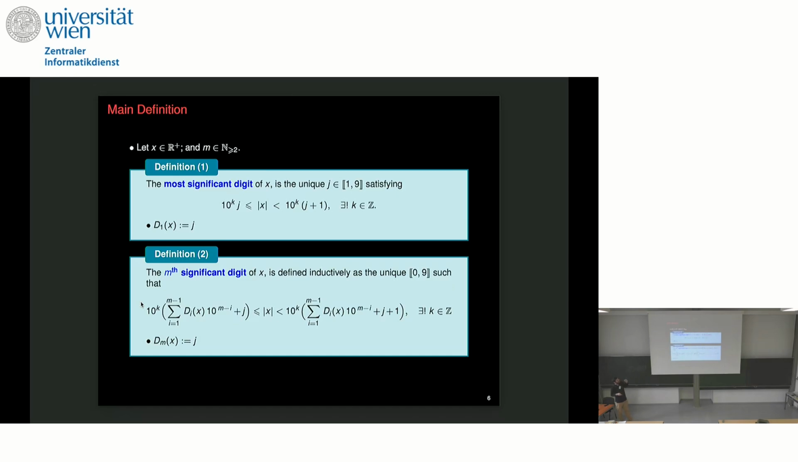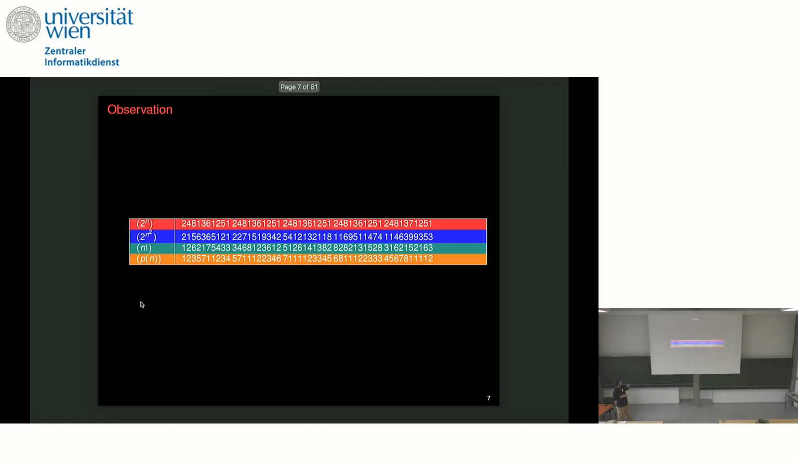I don't want to spend too much time. The first one is the most significant digits, and the second one is the insignificant digits, I mean, selecting from the left side. So here it's experimental. We collect the data: 15 most significant digits of the 2 to the power n sequence, and the p function.